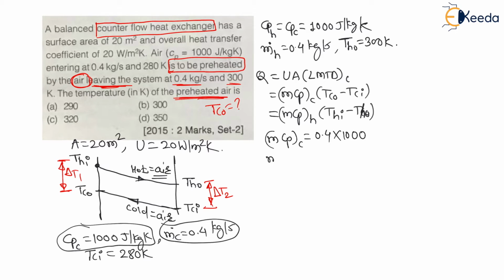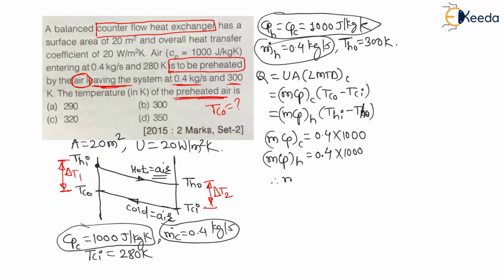Again, if I check mass flow rate into specific heat of hot fluid, mass flow rate of hot fluid is again 0.4, and specific heat of hot fluid is equal to specific heat of cold fluid because it is air only, right? Therefore, can I say it is a case of equal heat capacity rates, that is, mCp product of cold is equal to mCp product of hot, right? And this is a special case.